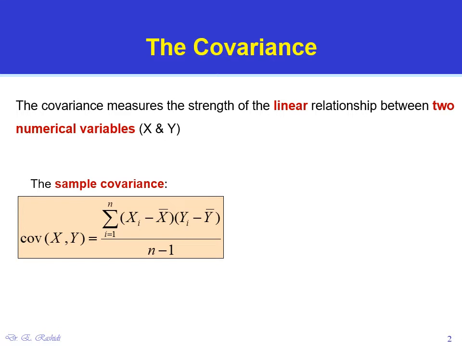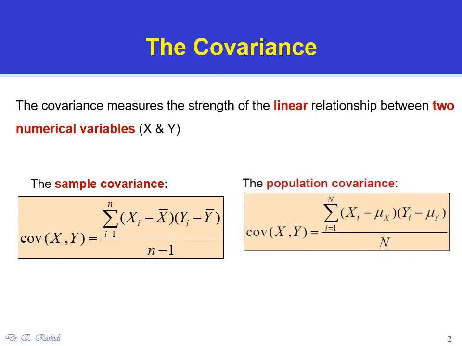The formula for population covariance is kind of the same, except that instead of x bar and y bar, we have mu x, which is the population average for x, and mu y, the population average for y. And we divide by n, which is the size of the population, not by n-1.